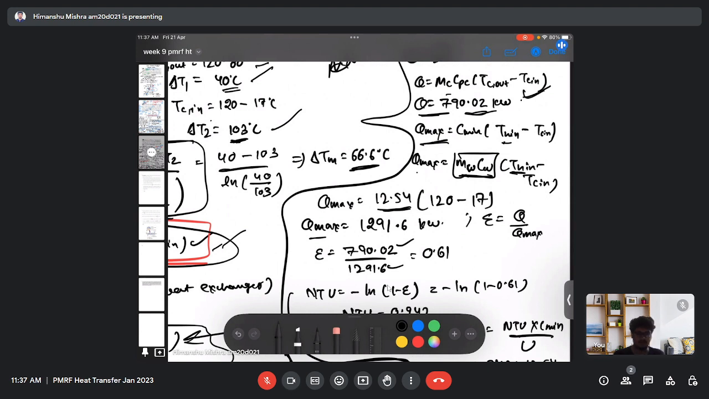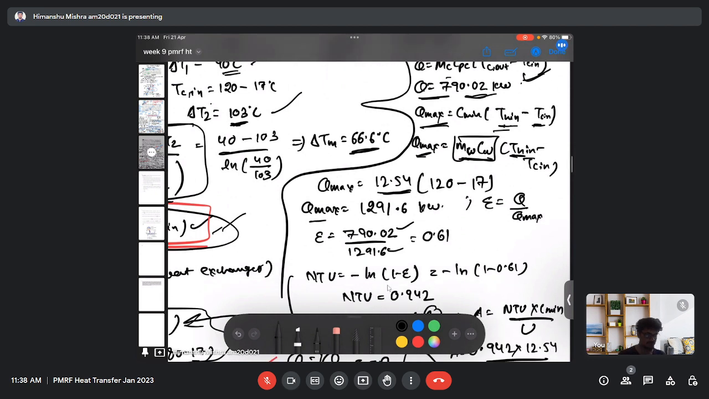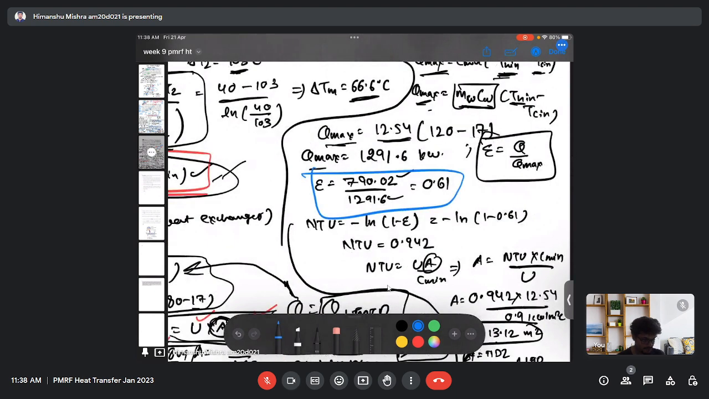Then we calculate the maximum heat transfer, which is specific for parallel heat exchanger and counterflow heat exchanger, depending upon which temperature you are considering. Luckily, we have a constant hot fluid temperature, so we just consider that, and we have a maximum heat transfer. We already have actual, so we calculate the effectiveness from that. Once we get the effectiveness here, we use the NTU relation, which is valid only for the condensation.